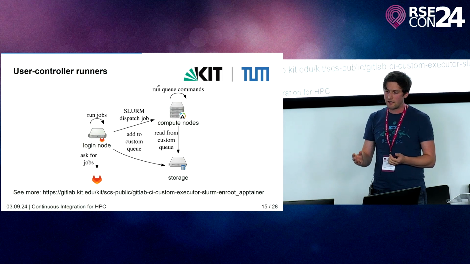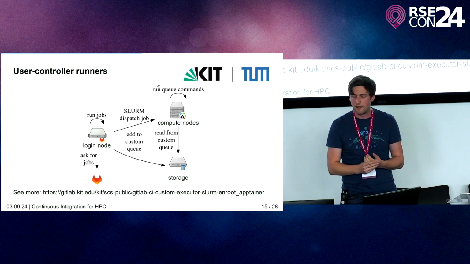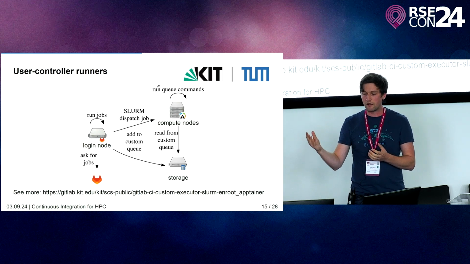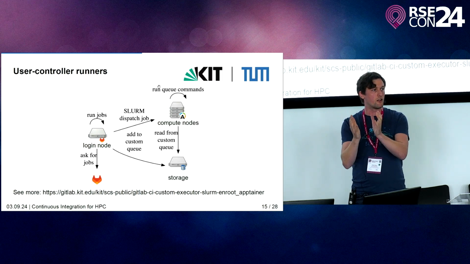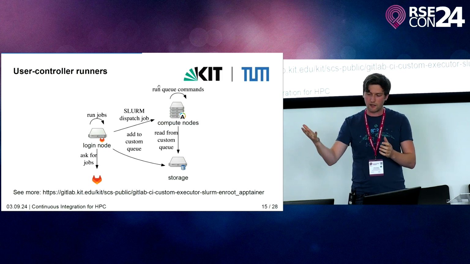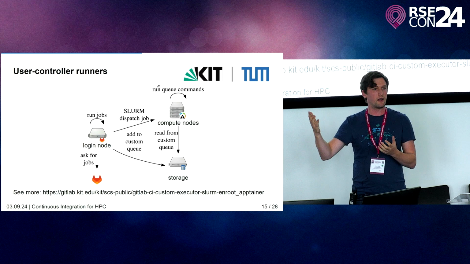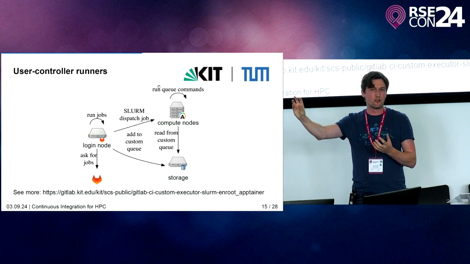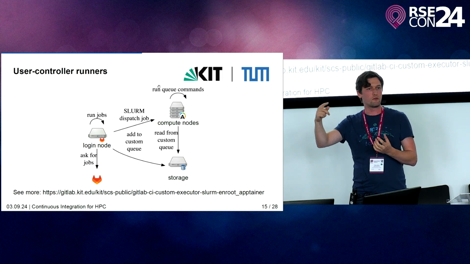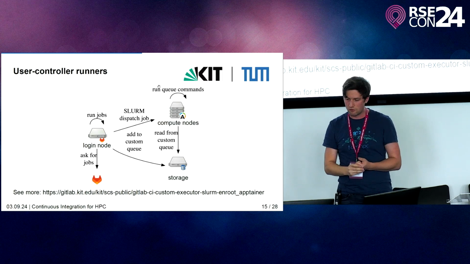What this means is that we built a so-called custom executor for the GitLab runner that runs on the login node and communicates through the file system with the compute node, dispatches jobs through Slurm, and on the Slurm side, we have a custom queue that is waiting for new jobs and waiting to be told that I'm done with my execution.